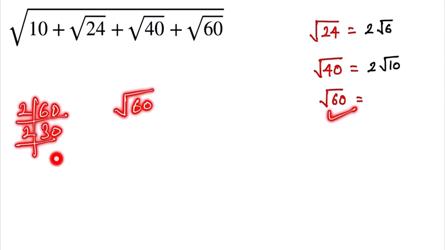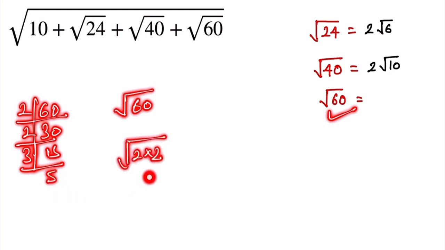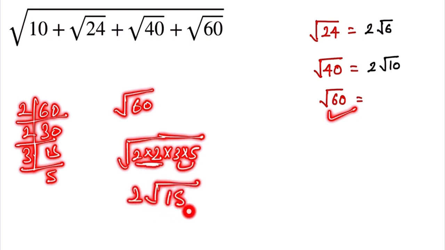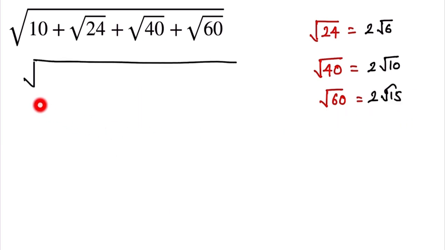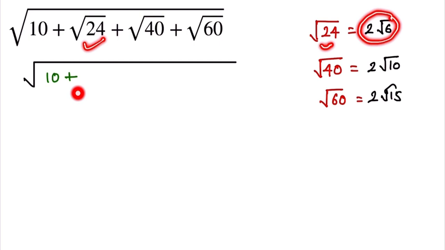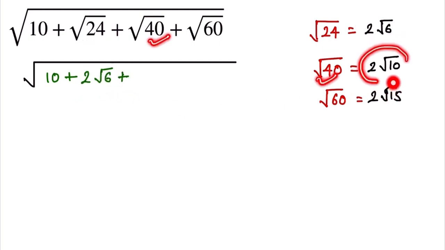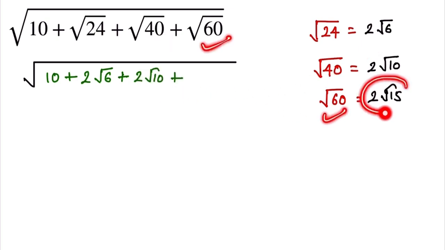Now for square root of 60, we break 60 by the factorization method: 2 into 2 into 3 into 5. So it can be written as 2 into square root of 15. Now we put these values in the expression. So it is 10 plus, 24 written as 2 square root of 6, plus square root of 40 written as 2 square root of 10, plus square root of 60 written as 2 square root of 15.